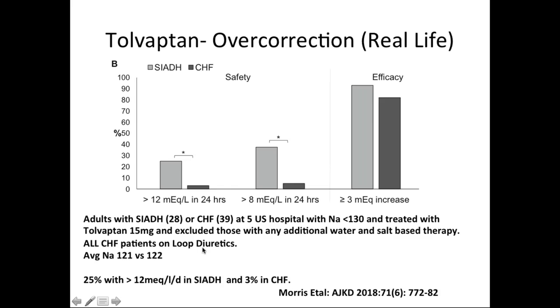All heart failure patients were also on loop diuretics. The average sodium was 121 for SIADH and 122 for CHF patients. 25% of them had overcorrection with SIADH and 3% in heart failure. So that is on the left side. 25% had overcorrection of more than 12 in 24 hours, and an even higher percentage had a correction of more than 8 in 24 hours, and these were asymptomatic patients, so we don't need to correct them that quickly in the first place. The efficacy was good.